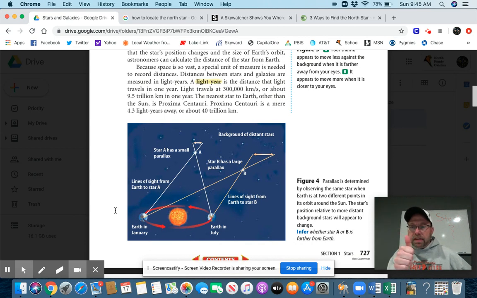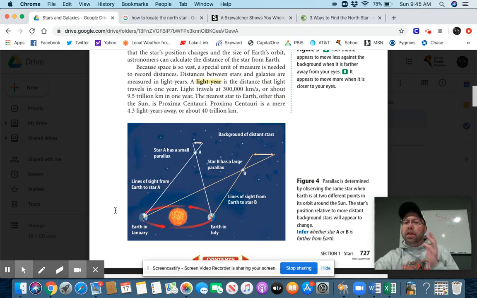Again, I think we did one where I covered up my whole head with my little thumb, right? This is really hard. There you go. But we can use that as a way to replicate parallax. Parallax is determined by observing the same star when Earth is at two different points in its orbit around the sun.